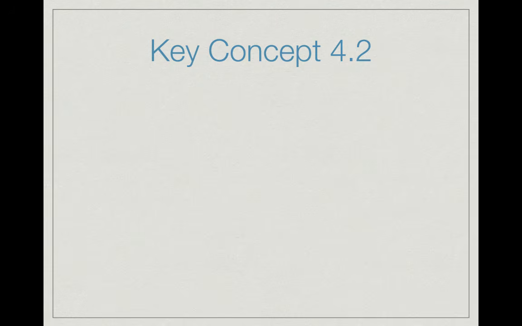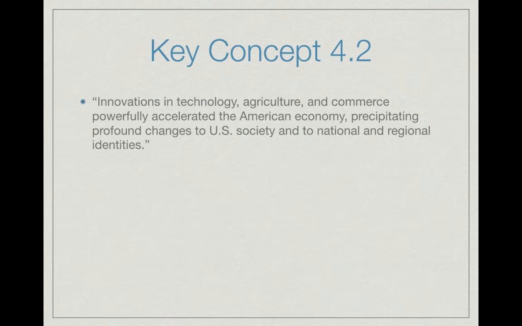All right, let's take a look at Key Concept 4.2. It states, innovations in technology, agriculture, and commerce powerfully accelerated the American economy, precipitating profound changes to U.S. society and to national and regional identities. That is from page 47 of the curriculum framework.